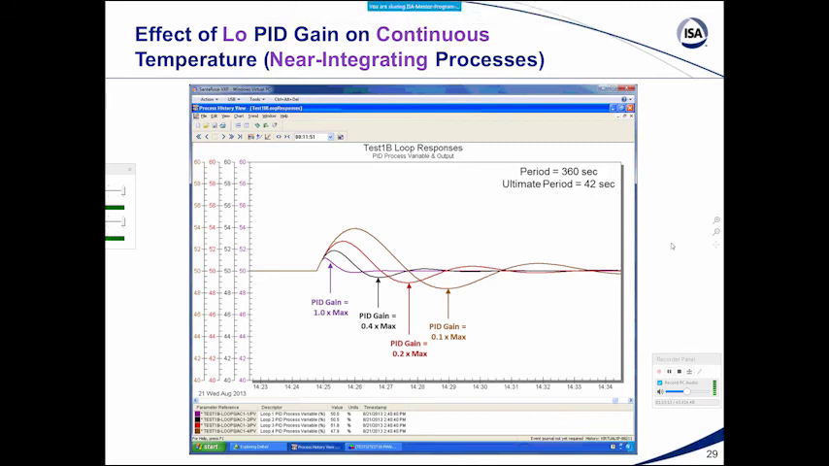Now, a problem that's very common for temperature on large volumes is the fact that there is, for continuous processes, for a large liquid volume, a near integrating response. And that means it has such a large time constant associated with the liquid volume, typically a vessel or distillation column, that in the short term, it looks like it's ramping, like it was an integrating response, like we get from level.